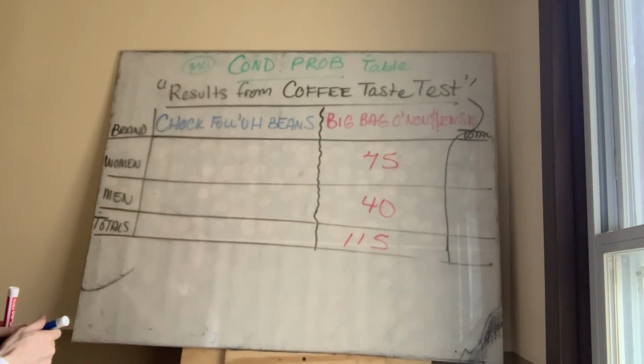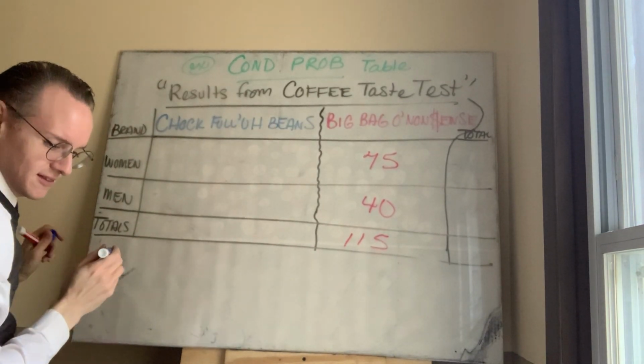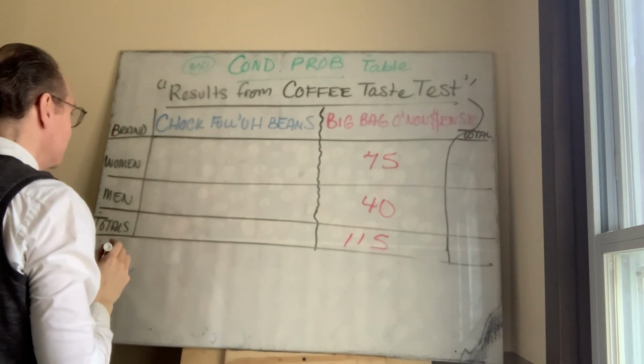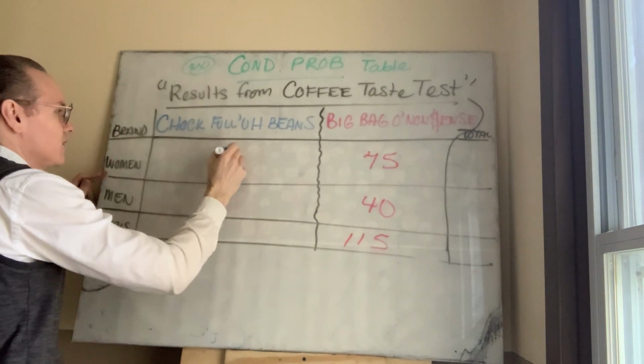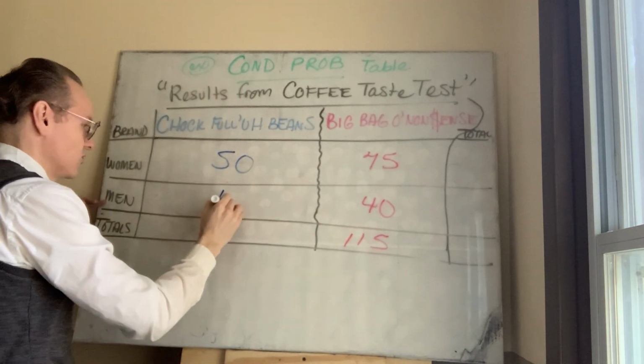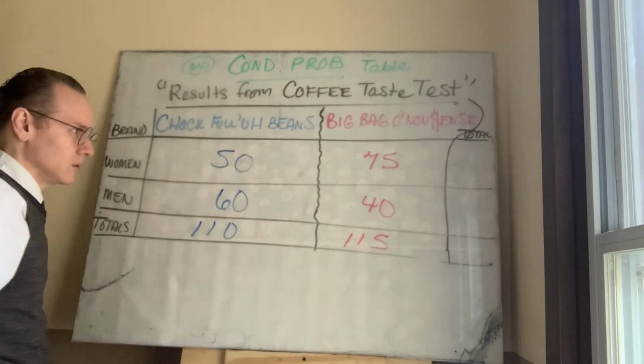For Chock Full of Beans, this is very bad English, don't imitate this. Women, 50 women surveyed like Chock Full of Beans, and 60 men surveyed like Chock Full of Beans, and that means 110 people total like that.